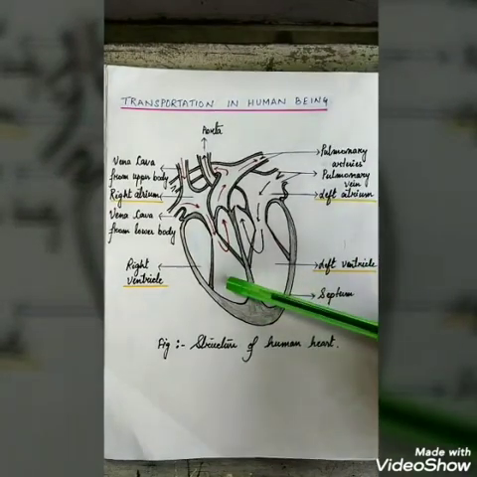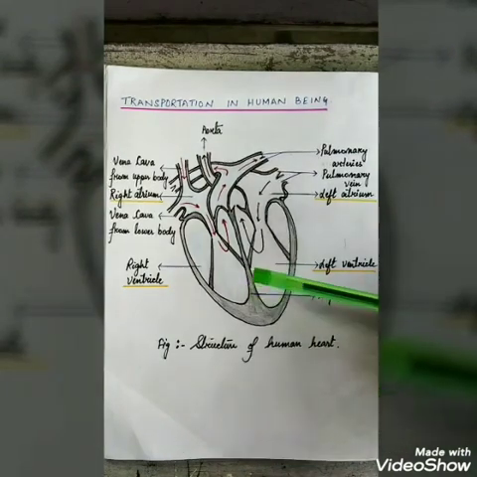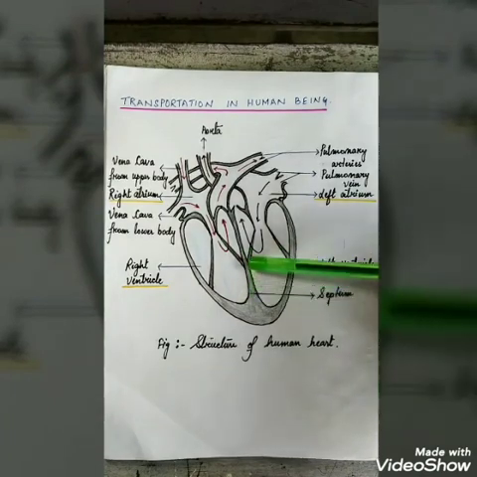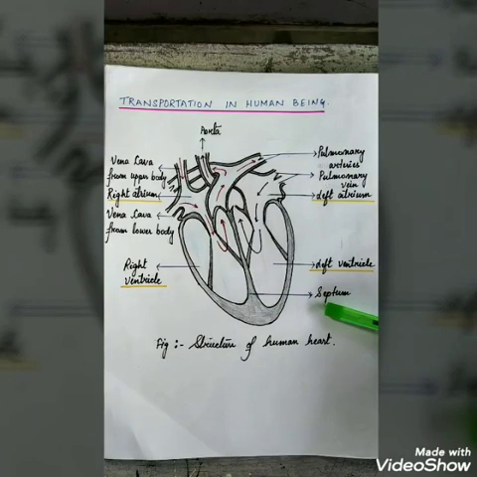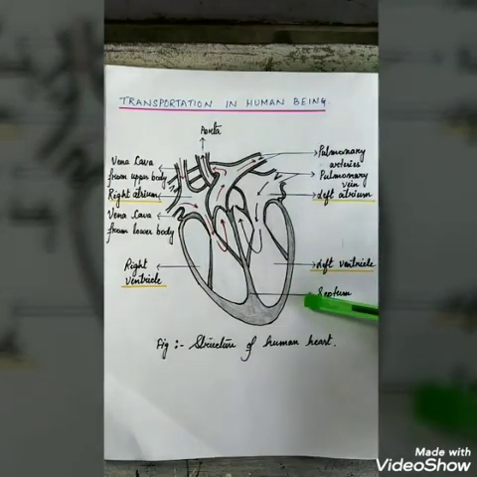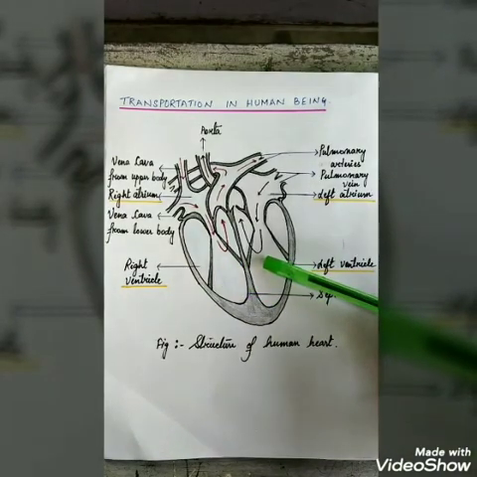In between the right ventricle and the left ventricle, there is a dividing wall, and that dividing wall is called the septum. So, the septum is the wall that separates the right ventricle and the left ventricle.